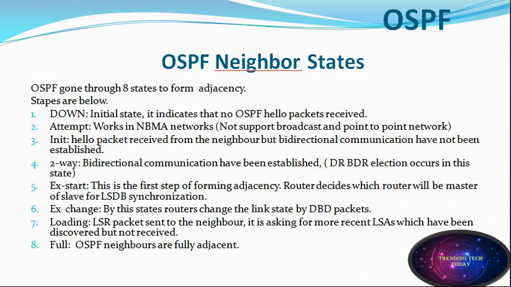Now the OSPF neighbor states. OSPF goes through 8 states to form a neighbor adjacency. The states are below. The first state is the down state. Down state is the initial state. It indicates that no OSPF hello packets have been received at the moment.